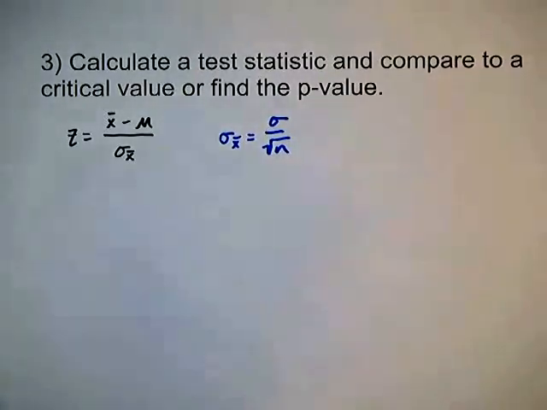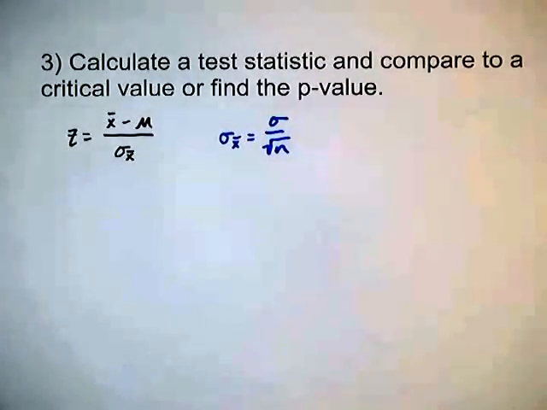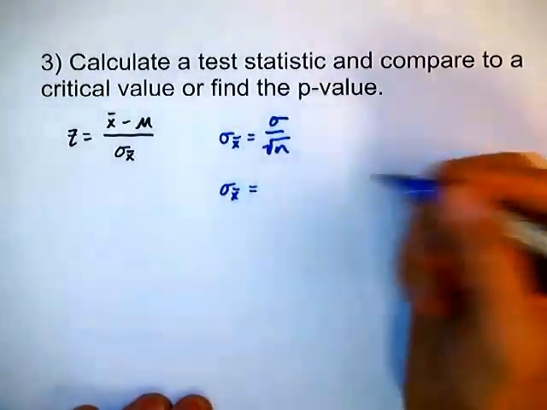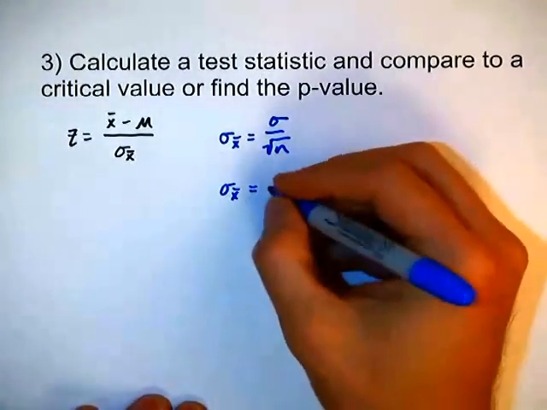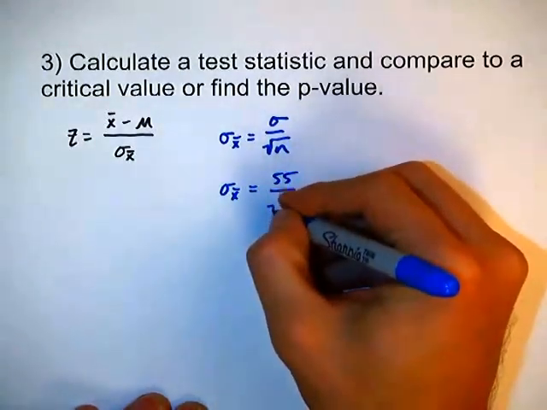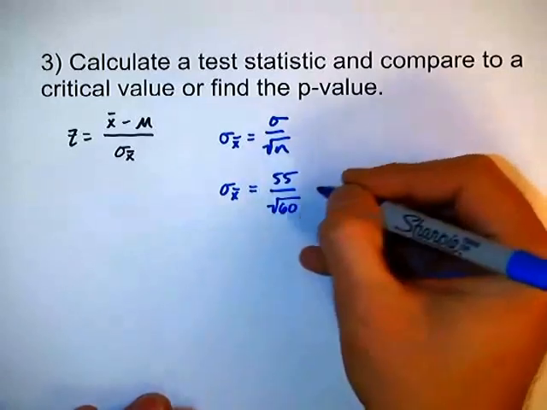Okay, so let's actually go ahead and calculate that standard error, and then we'll use the standard error to calculate the z-score. All right, so the standard error, sigma sub x bar, is going to be your population standard deviation. And remember, that was given to us as 55. And then we're going to divide by the sample size. So we know that there are 60 women in this study.